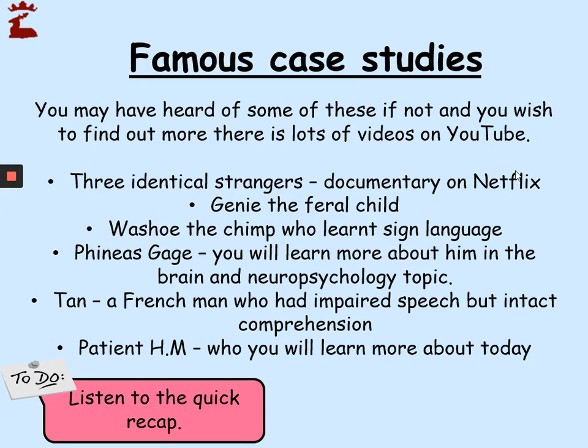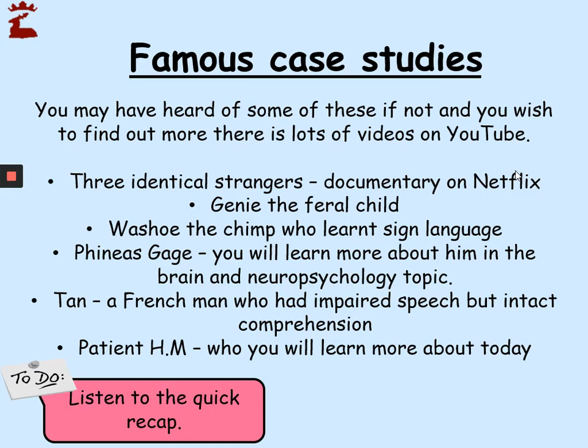The first one's called Three Identical Strangers, and this is a documentary on Netflix about three brothers who are triplets, but they were separated at birth, and they happened to come across each other by accident. The adoption centre that split them up and put them up for adoption did this intentionally because they wanted to investigate the triplets and see how they would all be similar or different. If you watch the documentary, it does give you quite a lot of information on that. It's about an hour and a half long, but it's really worth the watch.